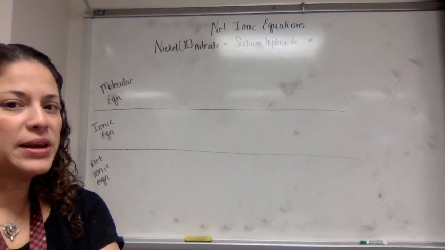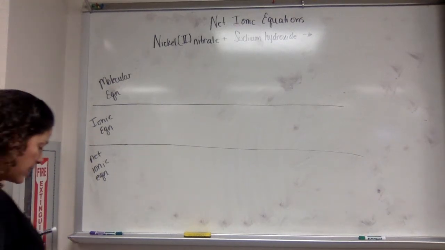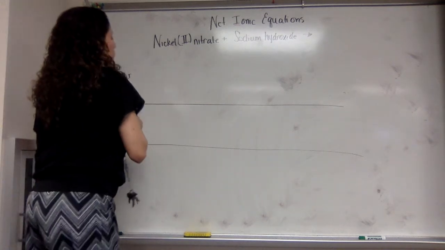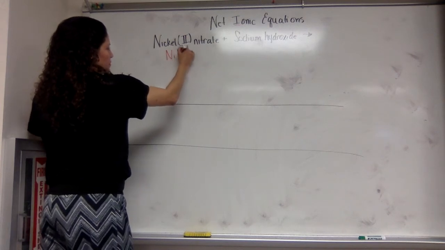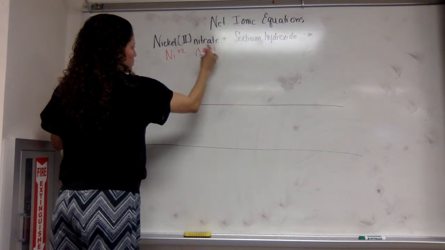Let's go ahead and do nickel 2 nitrate and sodium hydroxide. So once again, I'm going to go ahead and put these words into its compound formula. I'm going to look at nickel 2, that means it's Ni with a +2 charge. Nitrate is NO3 with a -1 charge.